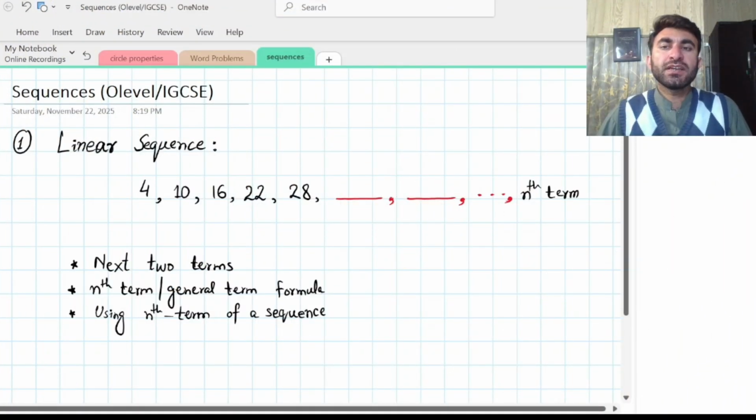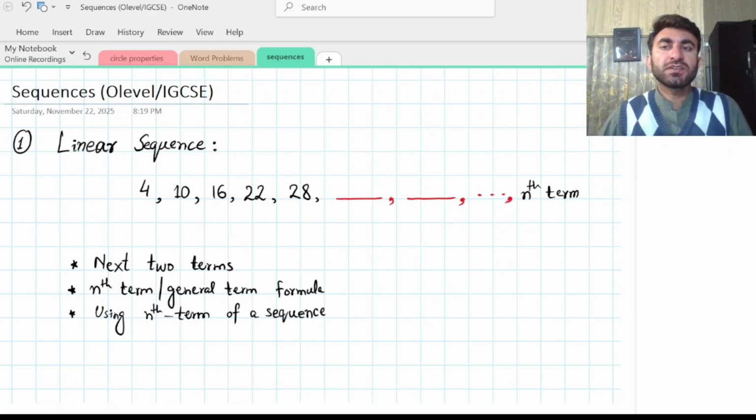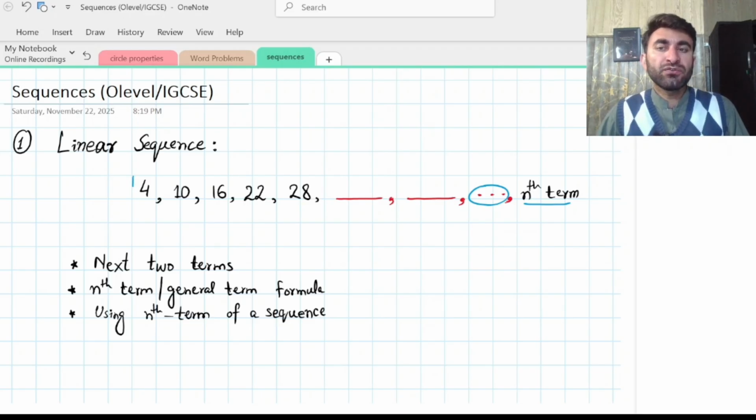So here we have taken a sequence. The terms of the sequence are 4, 10, 16, 22, 28. The next two terms are missing, and the dots show that it is an infinite sequence. Then we will discuss the nth term or the general term formula for this sequence. First of all, the very first term of any sequence is represented by a. Here a is equal to 4.